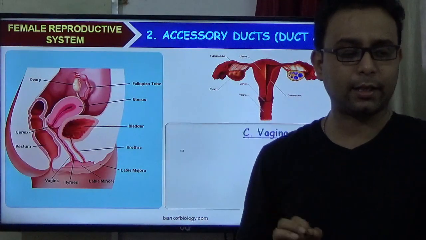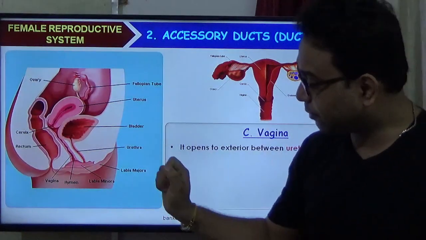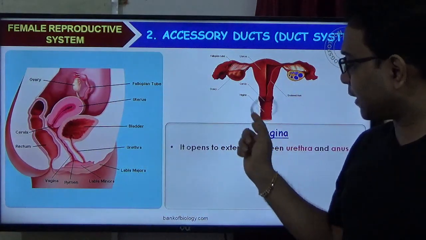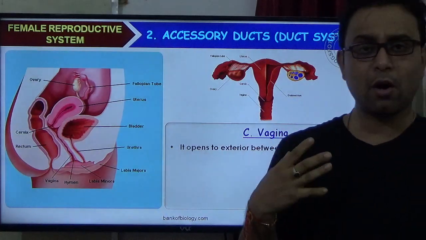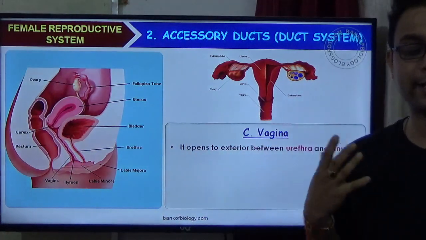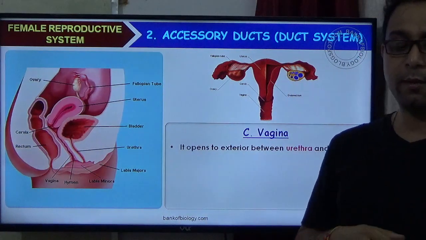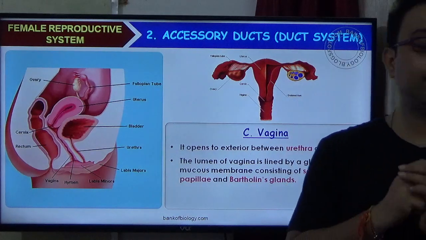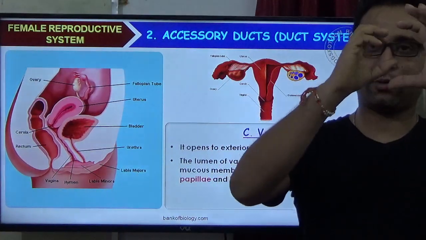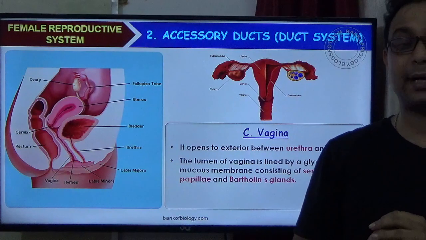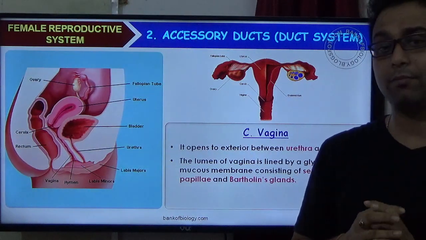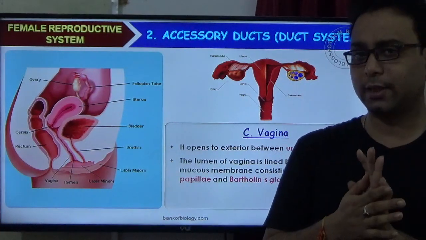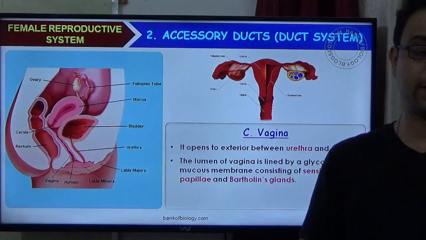But now we discuss another point, the vagina. After this part comes the vagina. What is it? The vagina opens to the exterior, between the urethra and anus. And the lumen, the cavity, is lined by a glycogen layer of the mucous membrane. That means some carbohydrate material is there, and mucus is also secreted there.